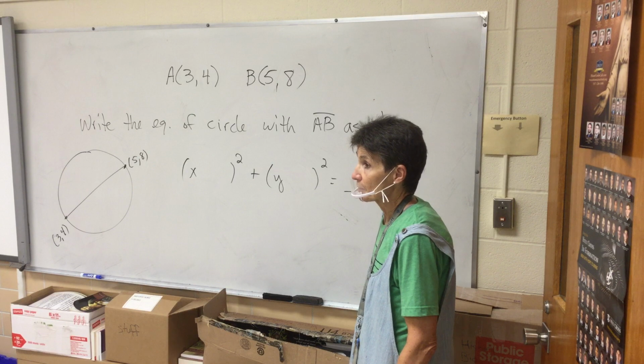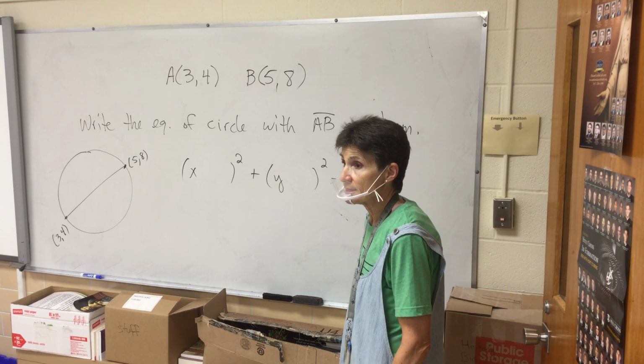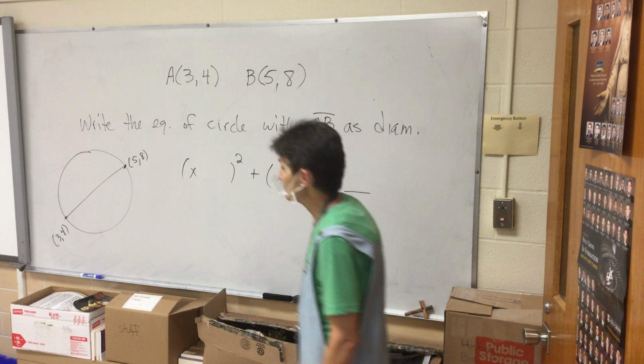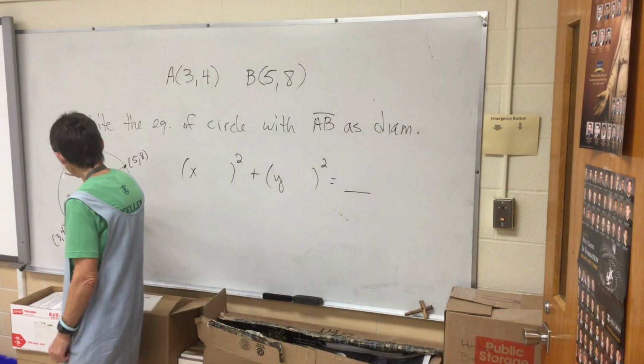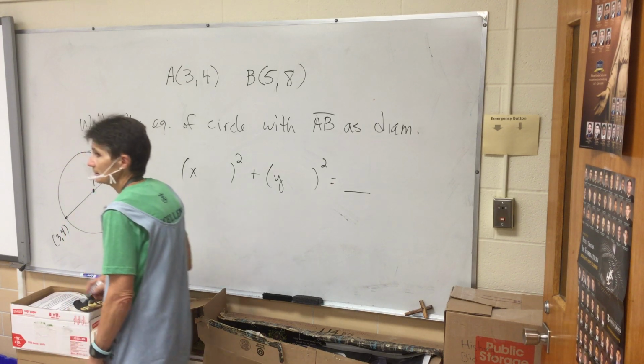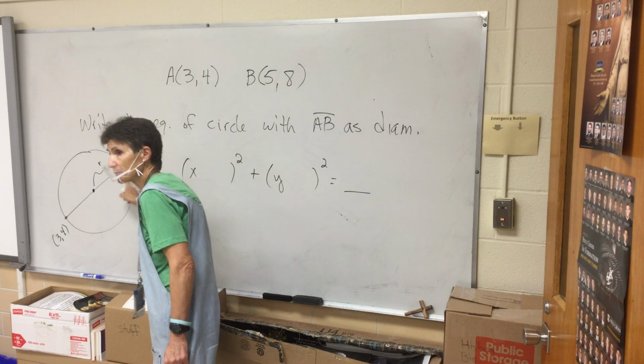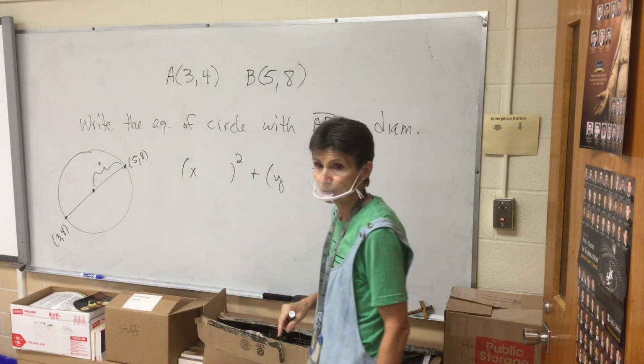But I was thinking of distance. We do need a distance, don't we? If you're going to write the equation of a circle, don't you need to know its center and its radius? So right there's the distance you need. But let's find the center first.